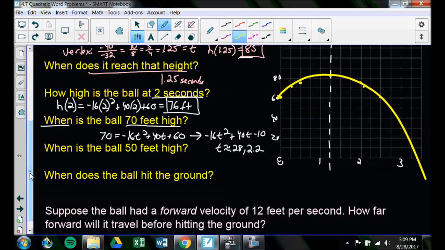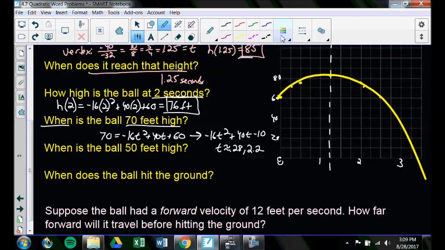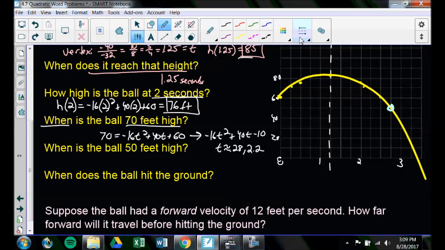So now we can ask the question, when does it reach 50 feet high? Well, we can actually tell it's only going to hit 50 one time, because it started above 50. So one of the answers I get here shouldn't make any sense, because it's going to try and give me a negative value, a back in time value, to find when the ball reaches a height of 50.